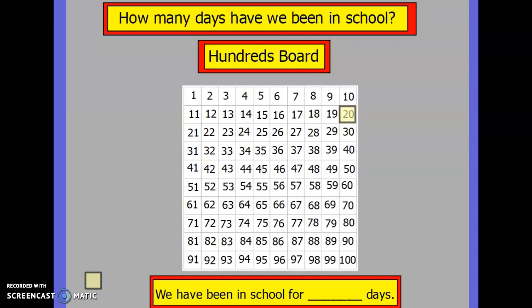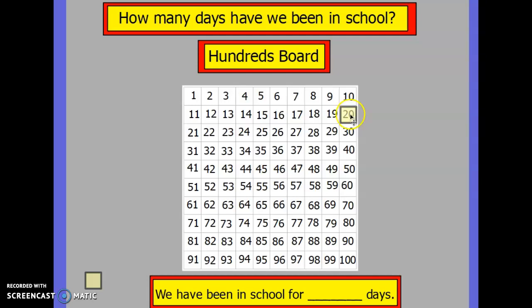Okay, so yesterday we were in school for 20 days. So I'm looking at my hundreds chart. Where am I going to go next? Do I go straight down? Do I go over here? Well, what number comes after 20?